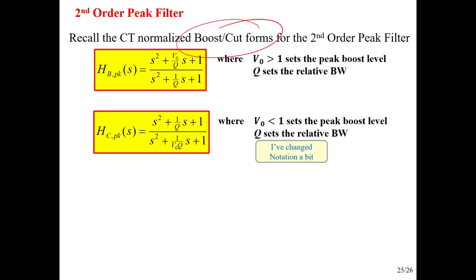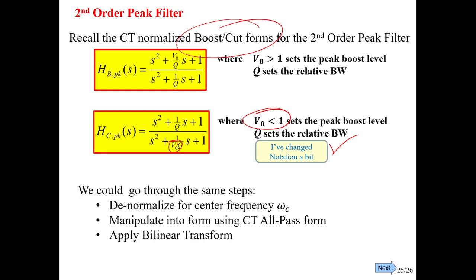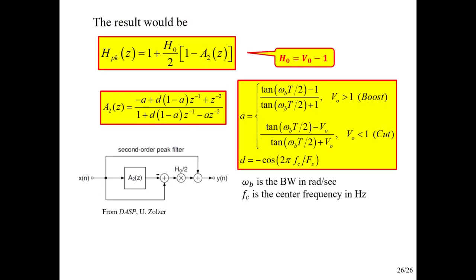Let's look at a peak filter, second order peak. And again, we had boost and cut forms. And so that's where we started with the boost and cut forms. And again, I've just changed the notation just a little bit. Mainly down here, I bring the V0 down in the denominator so that we can put a V0 less than 1 in there. And we could go through all the steps that we went through before, but I'm just going to skip over those, and this is what we would get.